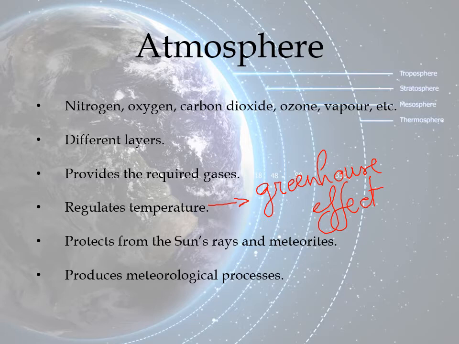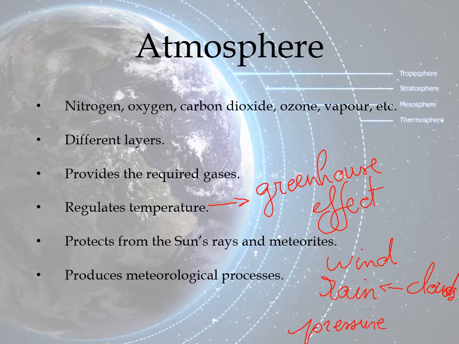And finally, it produces meteorological processes. What kind of meteorological processes? For example, the wind, which is the movement of gases, the rain, that is the water that falls from the atmosphere, from the clouds, the atmospheric pressure. Every meteorological process takes place in the atmosphere, so it's essential for us.